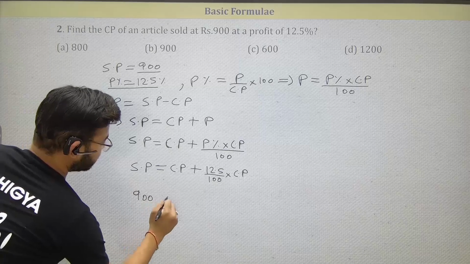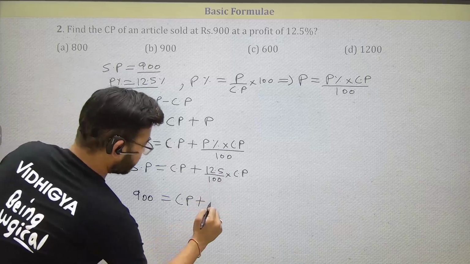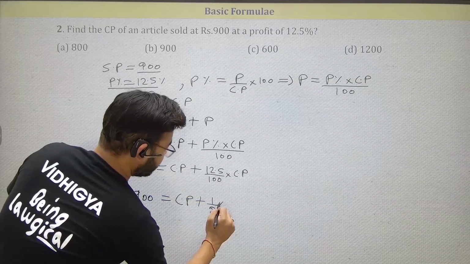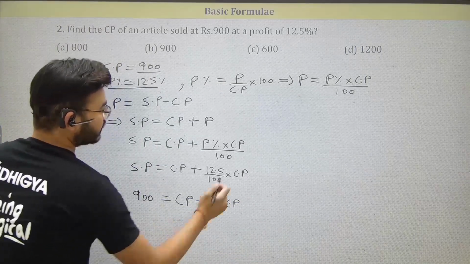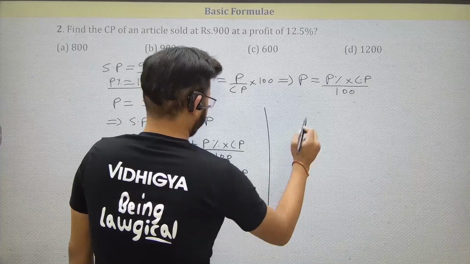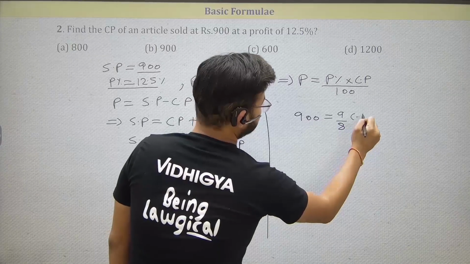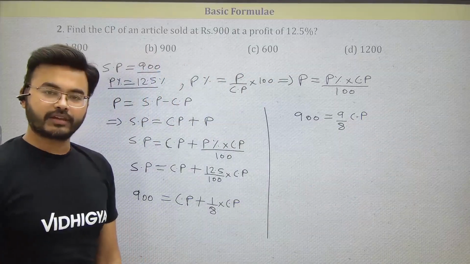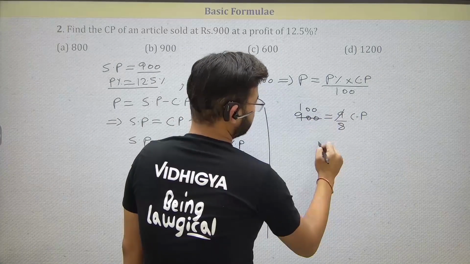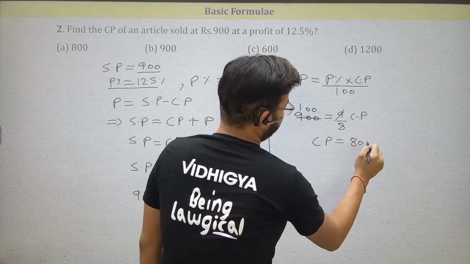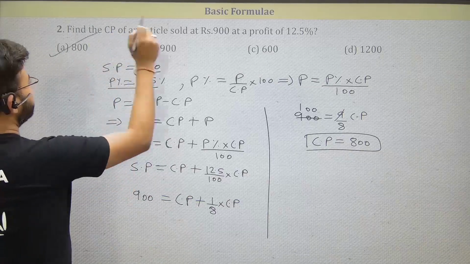So 900 is equal to cost price, which we need to find out, plus 12.5 upon 100, which will be 1 by 8, into cost price. So from this, if you calculate, you will get 900 is equal to 9 by 8 times cost price. Okay. So from here you can cancel this out, you get it as 100. So cost price becomes 800 rupees. Okay. So answer will be A.